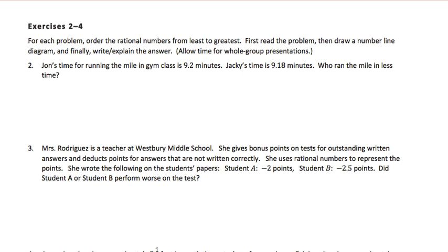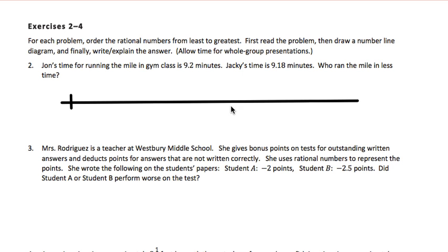In exercises 2 through 4, they ask us to order the rational numbers from least to greatest, and they tell us to first read the problem, then draw a number line diagram, and then finally write and explain the answer. Exercise 2, John's time for running the mile in gym class is 9 2/10 minutes. Jackie's time is 9 18/100 minutes. Who ran the mile in less time? We're going to put a number line here, and how we number the number line is really going to be crucial to our comparison.